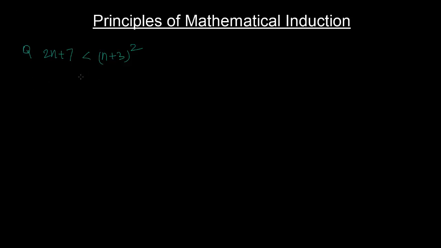So another type of problem that you'll come across while doing PMI is proving an inequality for given n, right? And we again do the same. So my whole P(n) statement, the whole statement consists of both sides of the inequality, and it becomes 2n plus 7 is less than (n plus 3) whole square, correct?